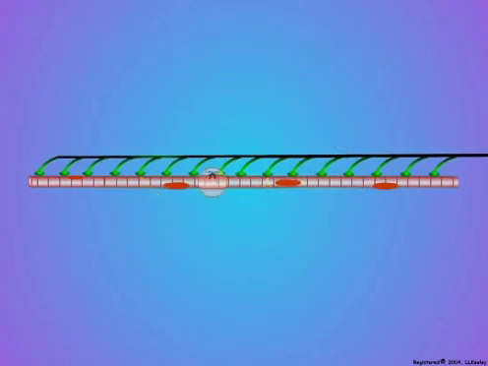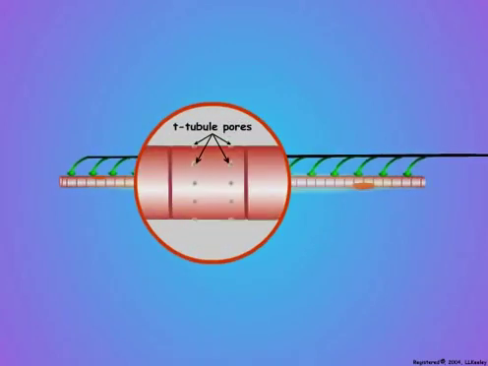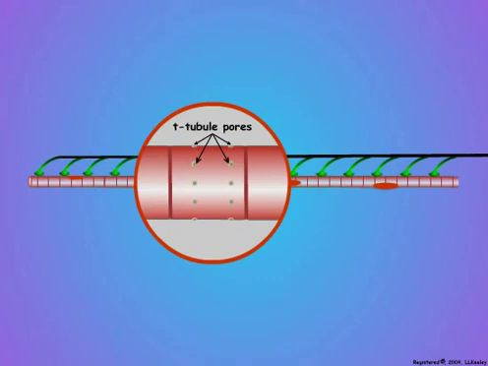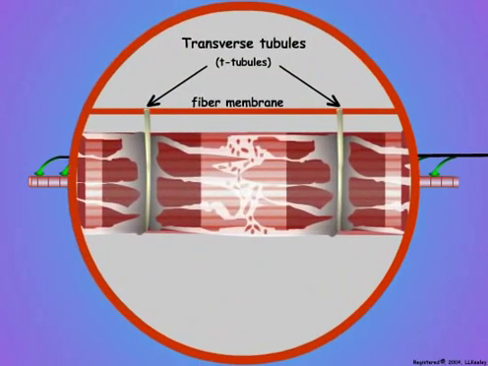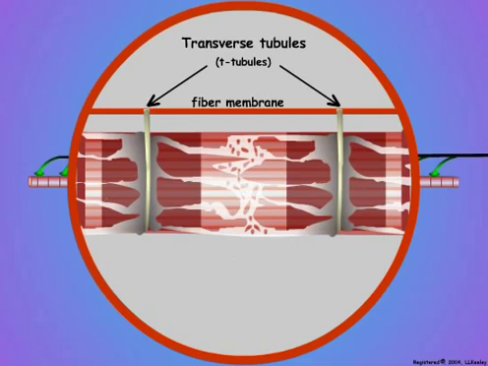The electrical depolarization also spreads into tiny membranous invaginations of the fiber membrane called transverse tubules or T-tubules. The T-tubules extend to the myofibrils. The T-tubules align with the A-band in invertebrate muscles.